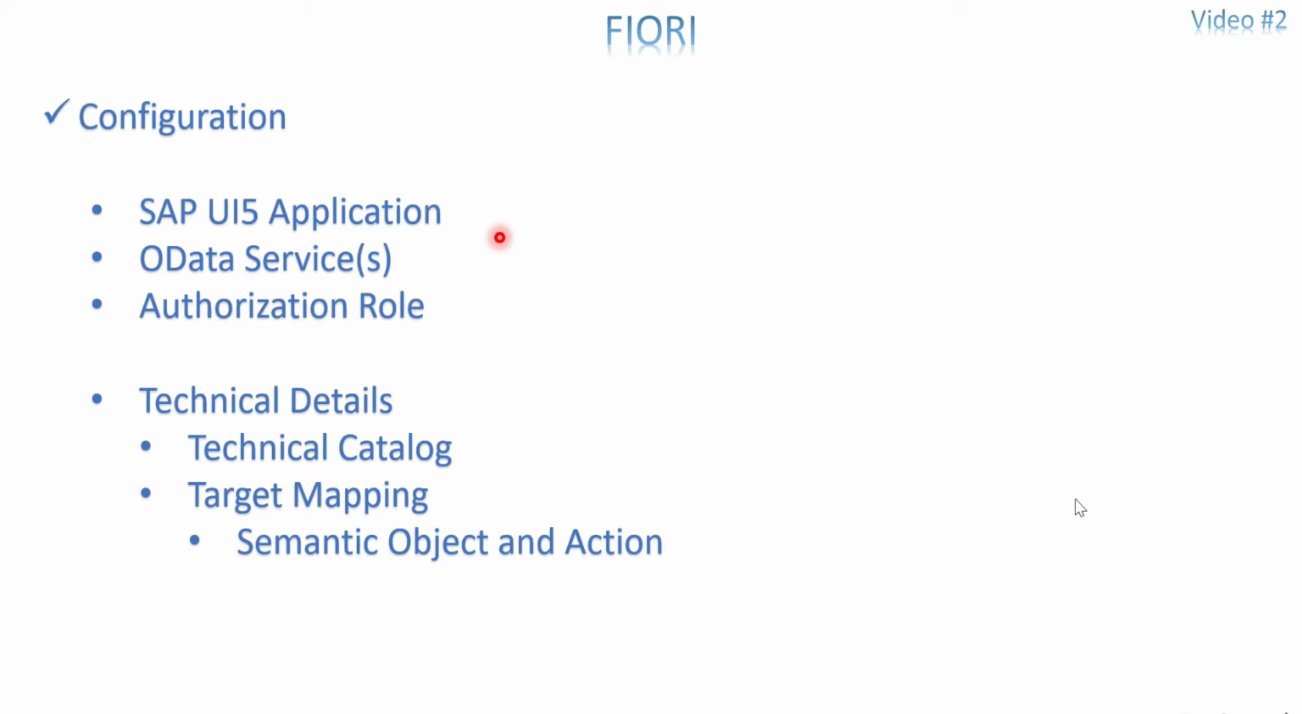So technical details, we need to know what is the catalog, technical catalog, or we can say business catalog, and what is the target mapping, what is the semantic object and action. This I showed in the last session itself, how to find the semantic object or action for any particular tile or application.